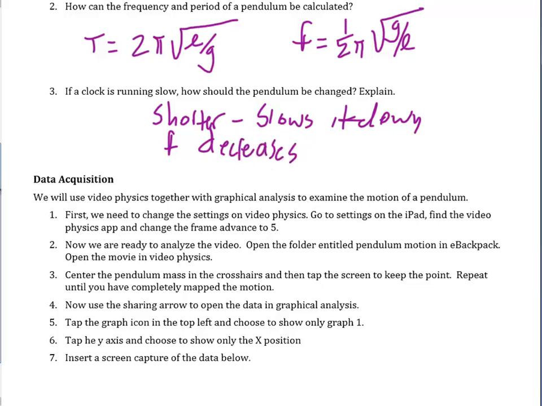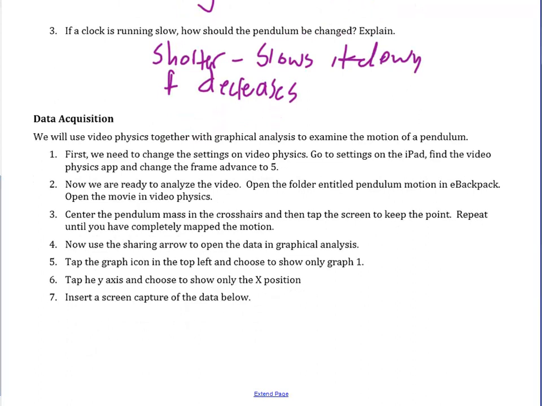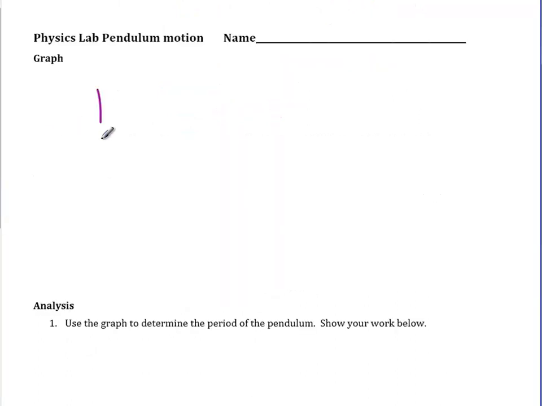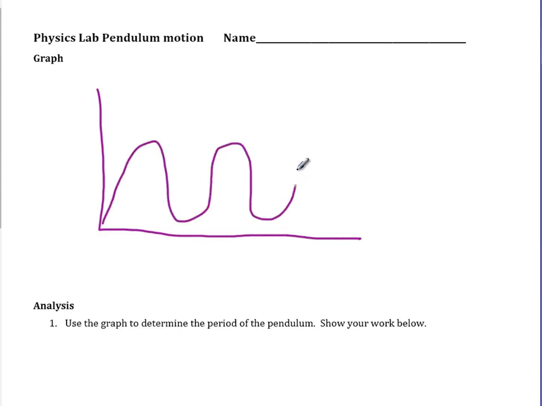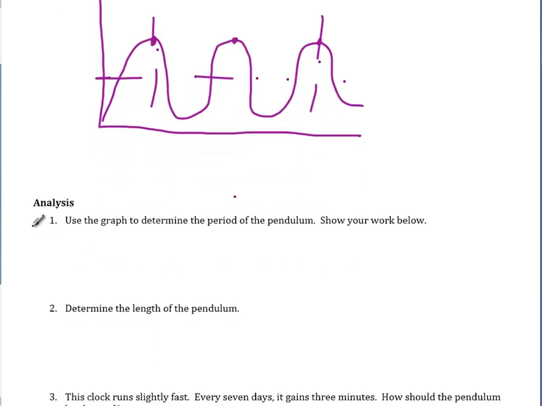Then you guys went ahead and collected data, which was the video of the pendulum, and hopefully you got a graph that looked like a sine wave, and that was a horrible sine wave, but you get the idea. You had minimums and maximums, and so I picked a time interval between maximums, and so use the graph to determine the period of the pendulum.